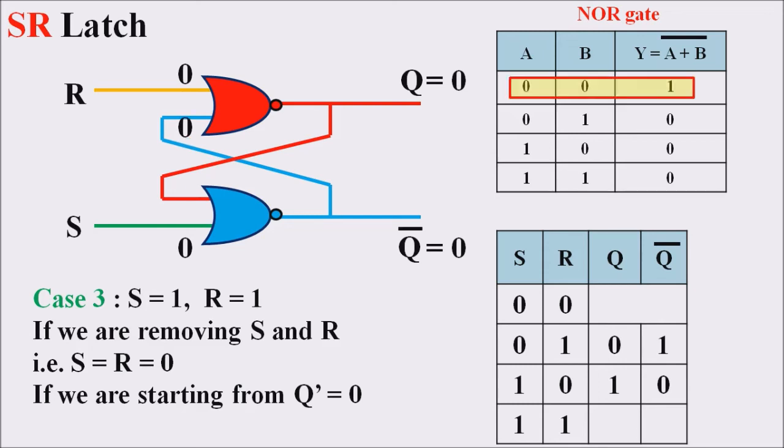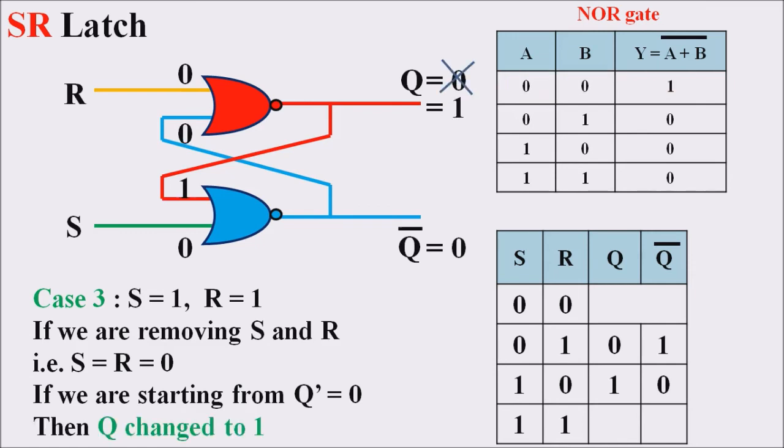So the first NOR gate's input becomes 0, 0, and according to the truth table of the NOR gate, a 0, 0 input results in an output of 1. That is, the first NOR gate's output will now become 1. Previously the value of Q was 0 and currently the value of Q will become 1. So this 1 is feeding towards the second NOR gate's input. The second NOR gate's input now becomes 1 and 0, and a 1, 0 or 0, 1 input gives an output of 0, so the Q complement value is 0.